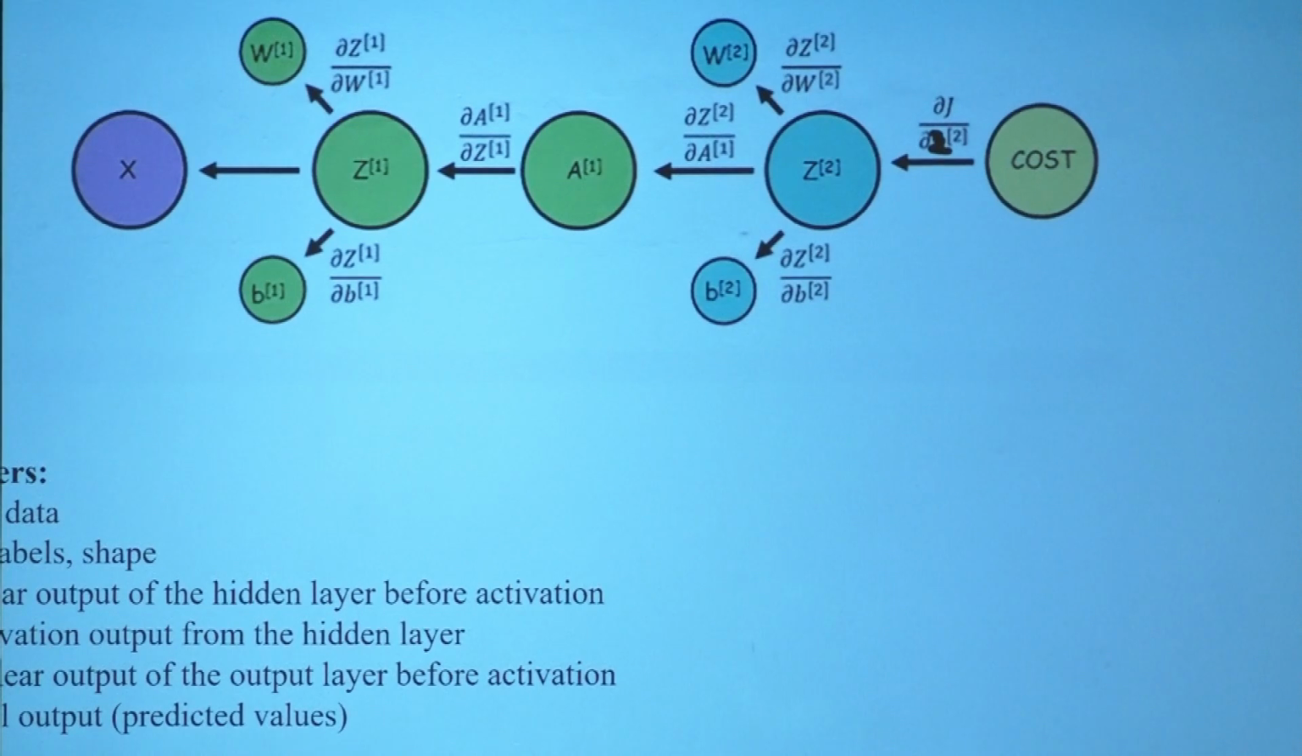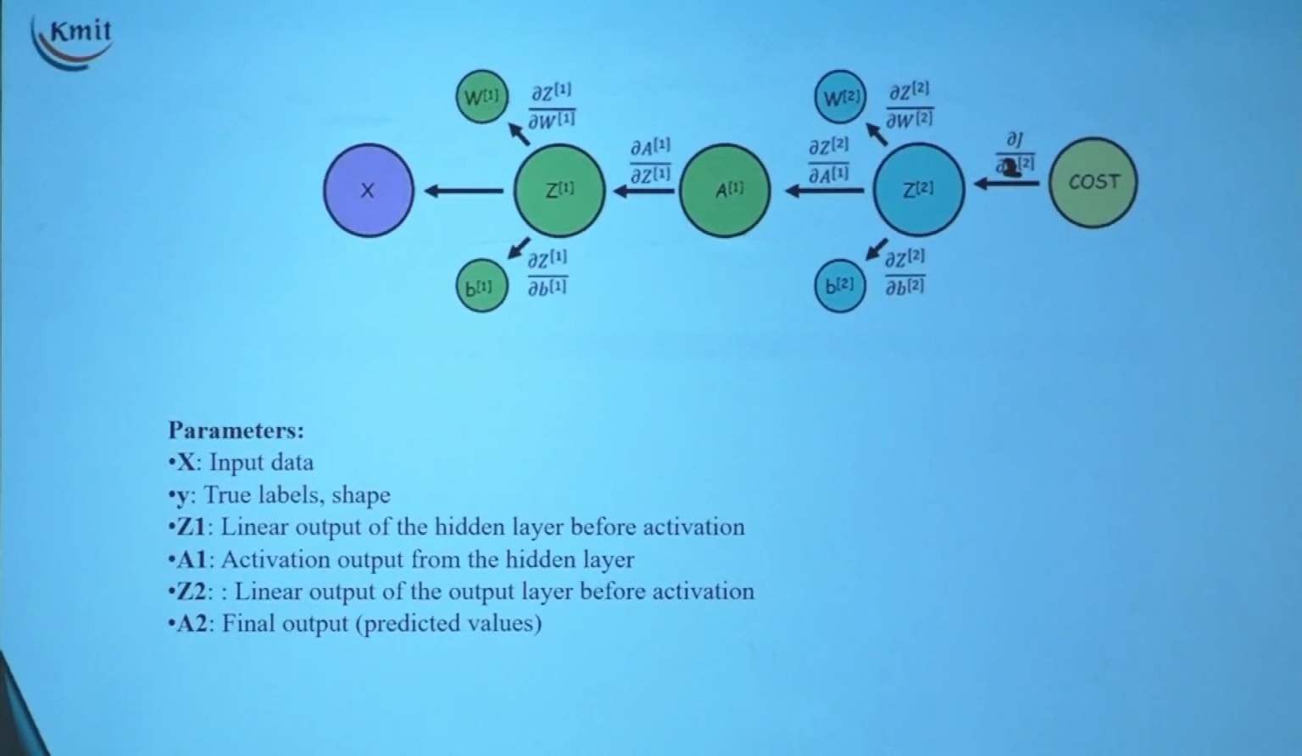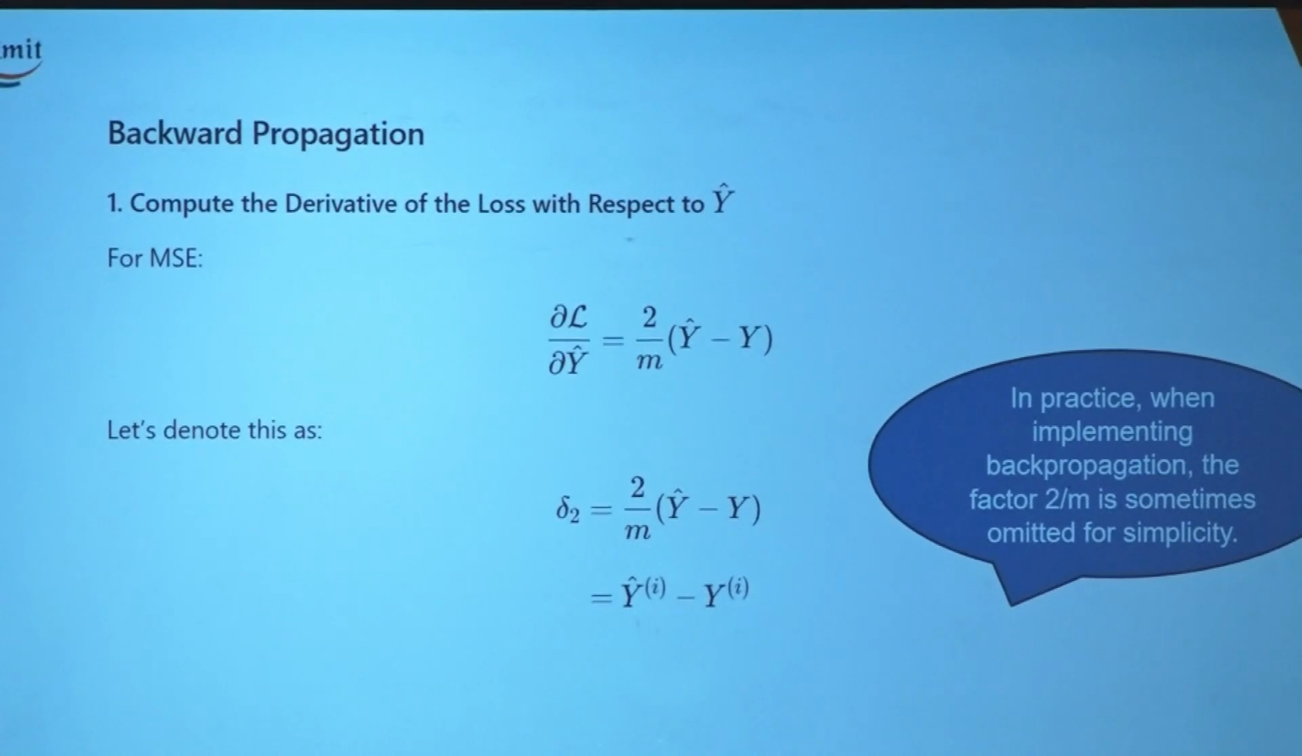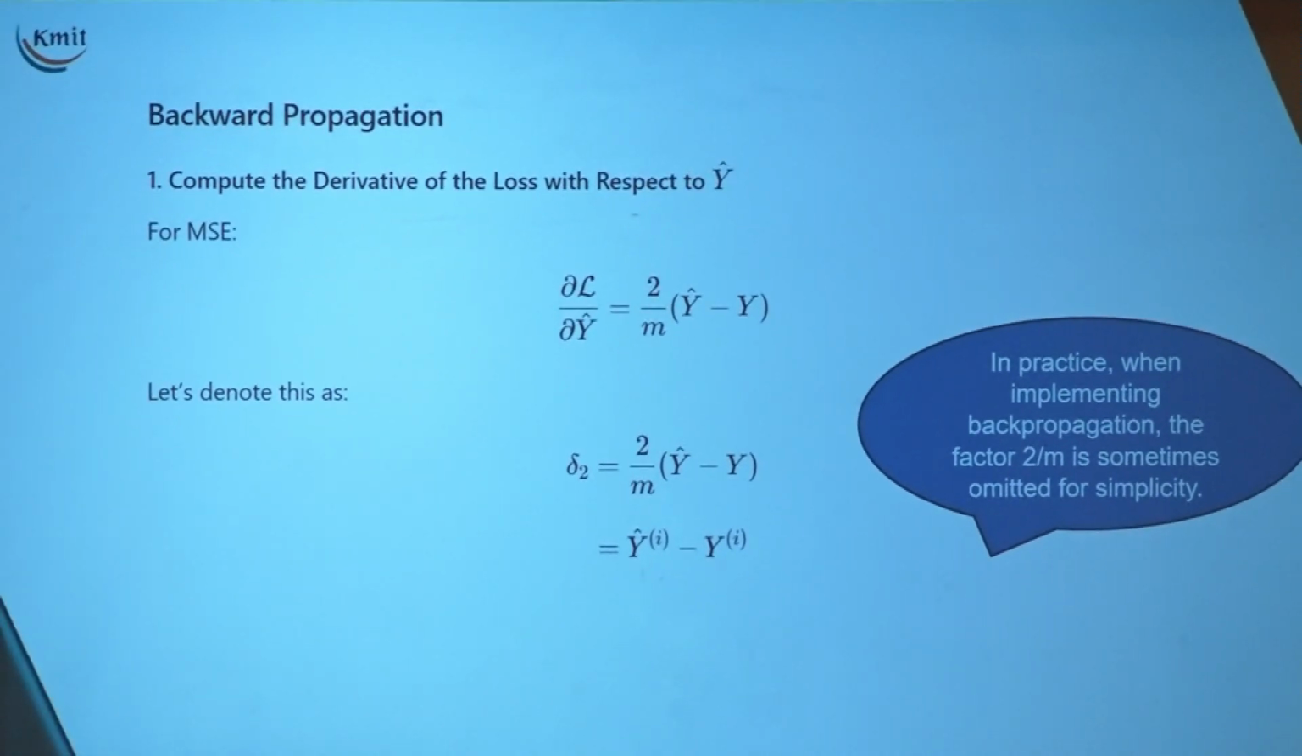Are you all clear with this figure? Please understand what is X, what is Y, what is Z1, what is A1, what is Z2, what is A2 and what is the final output. Now, what do we do first? First we calculate derivative of loss with respect to Y. When I apply derivative to my loss function, which here is 1 by m summation of A2 minus Y whole square, I'll get 2 by m of A2 minus Y.